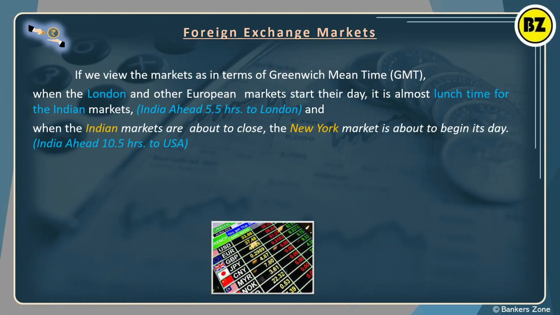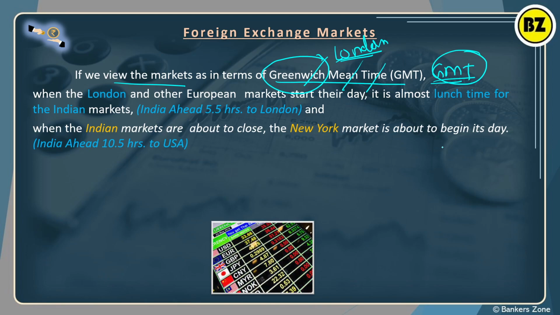Okay, so see, if we view the market in terms of GMT, what do you mean by GMT? You know the time zones are there. GMT is the Greenwich Mean Time. Greenwich is a location in London. They have their time, which they call GMT. In India we follow IST, Indian Standard Time. In London they follow GMT. So there are different time zones worldwide.